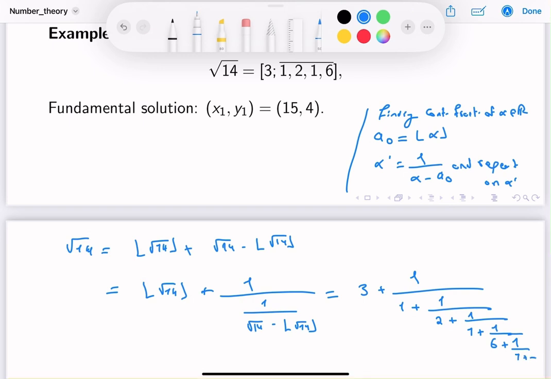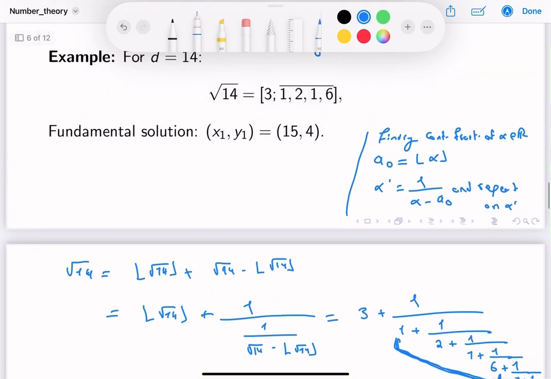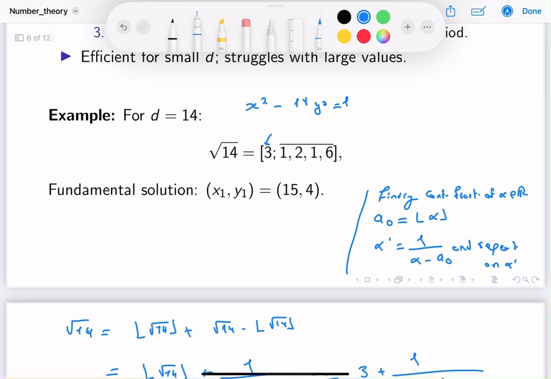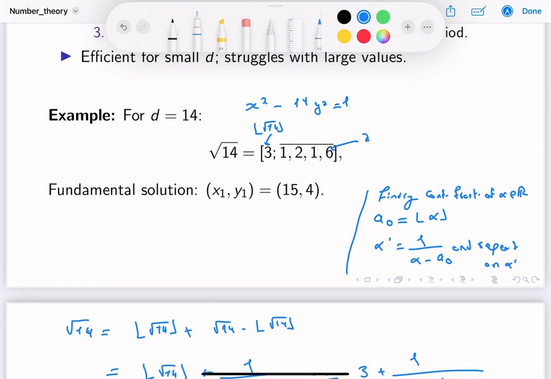So you see, we can write one more time, so 1 over 2 plus, and so on. So the first period is going to be here. This is the repeating pattern. So once you find the continued fraction of square root of 14, this is the periodic thing that we got. As you notice, this is just the floor of square root of 14, and this is just 2 times the floor of square root of 14. Just as we mentioned before, this is a standard fact that you can use.